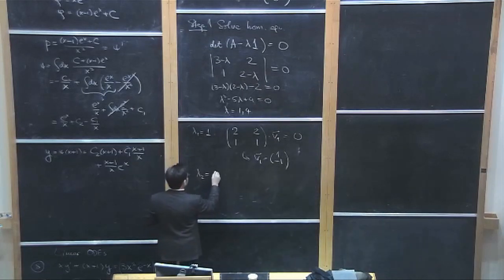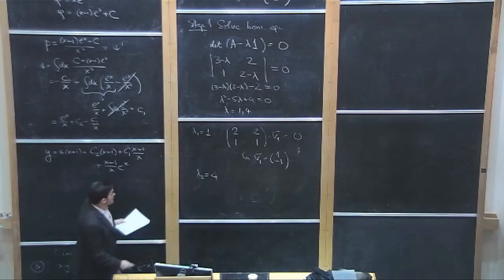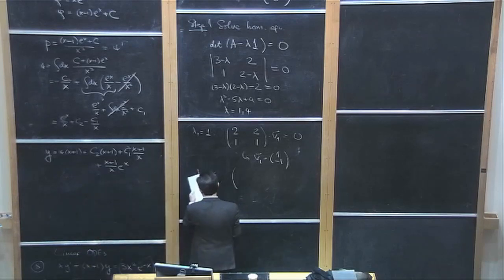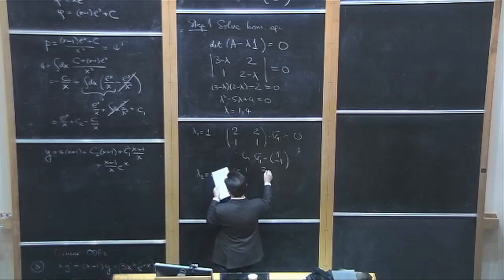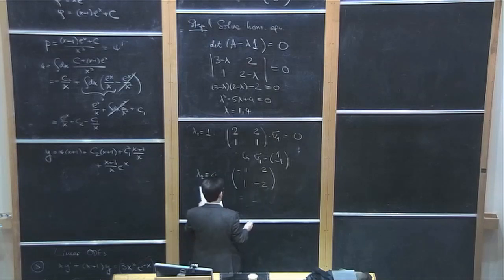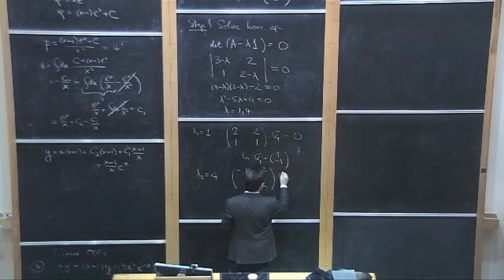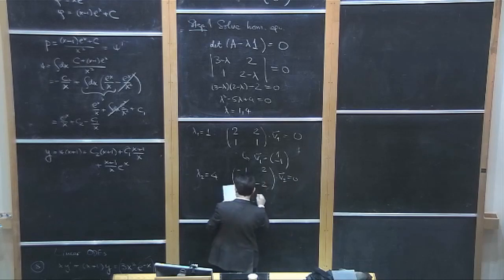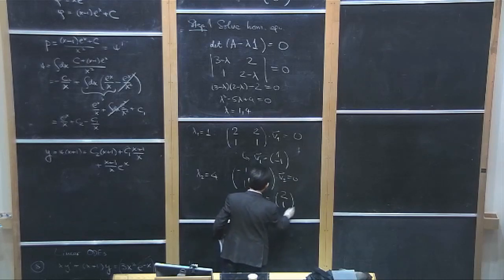Now, lambda 2 equals 4. What have we got? Minus 1, 2, 1, minus 2, times V2 equals 0. And so the second vector is simply (2, 1).